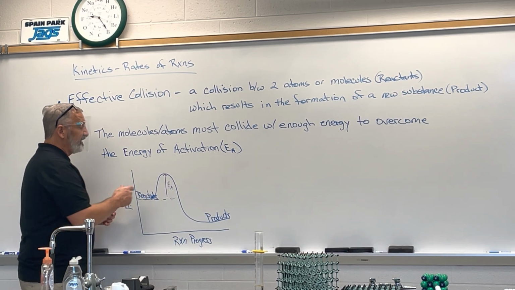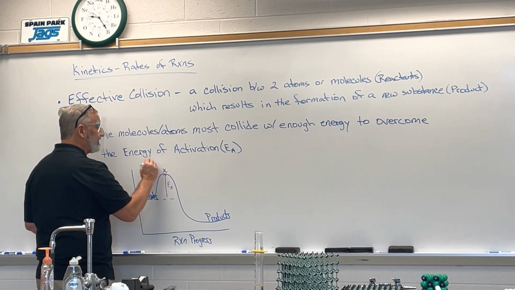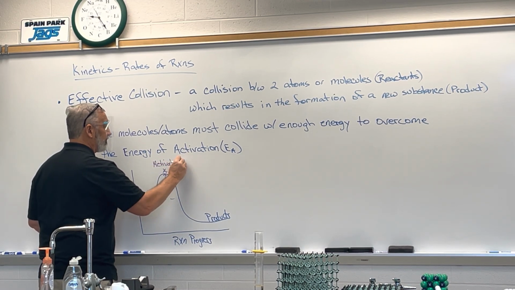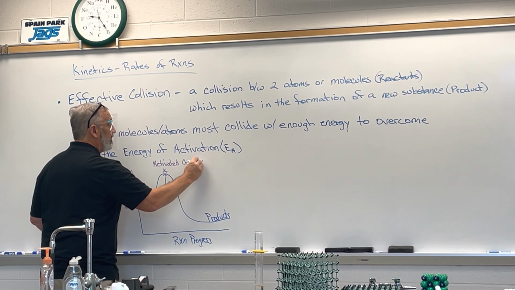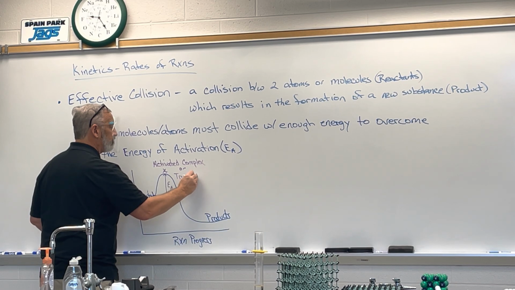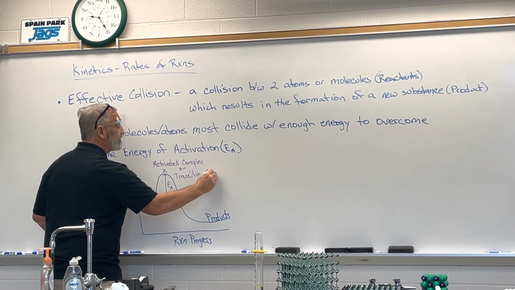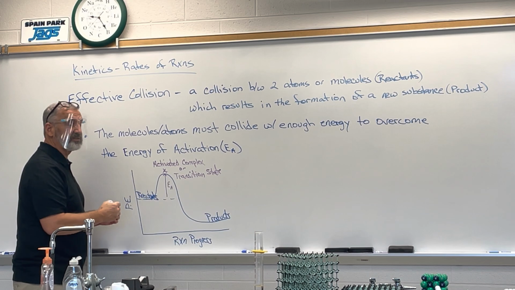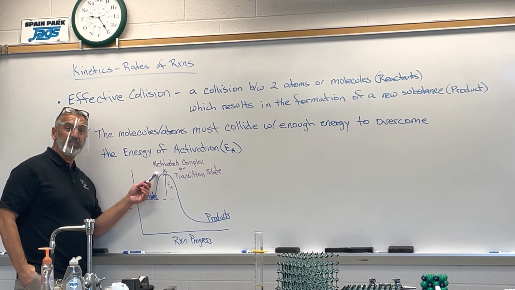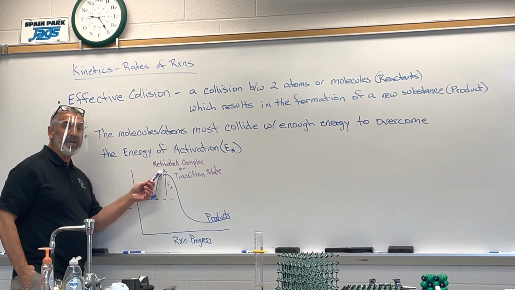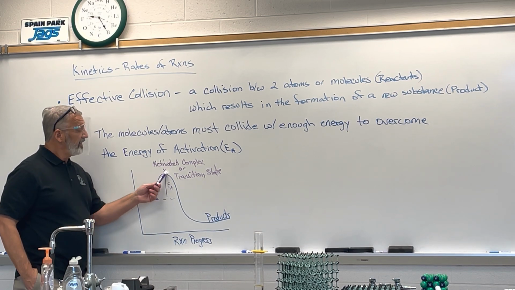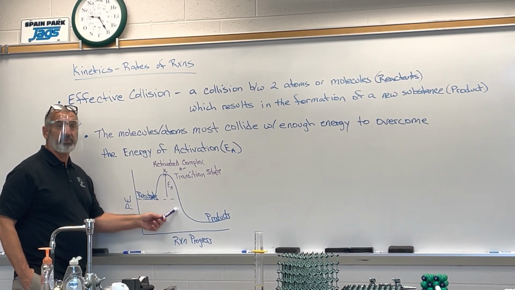And right here is what we call the activated complex. Sometimes it's called the transition state, because it's transitioning from reactants to products. Right here, the reactant bonds are beginning to break and product bonds are beginning to form. You're right in the middle, right at the top of this peak. It could go either way. It could fall back, or if there's enough energy, it can actually make products.